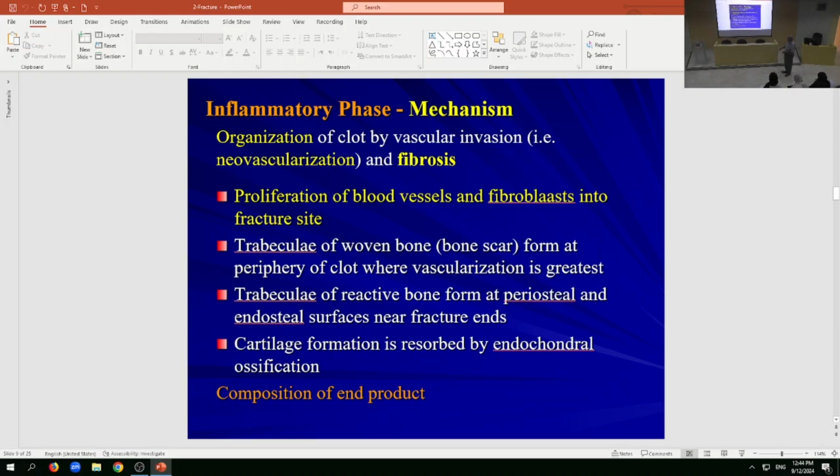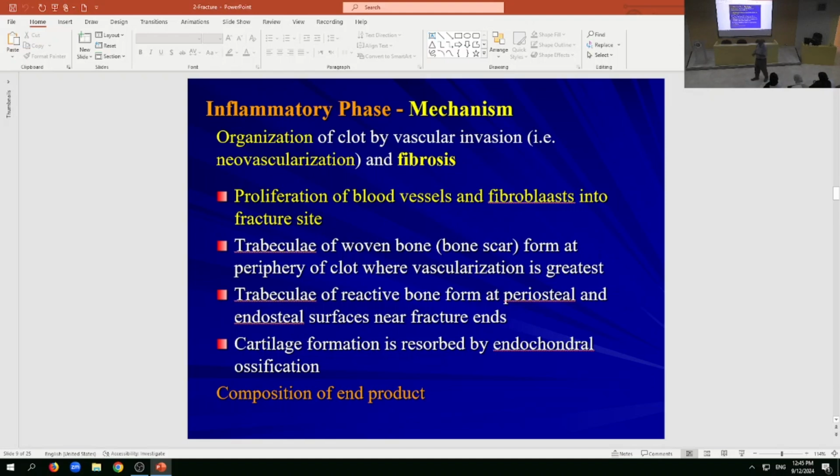If there is a cartilage, it can also be removed by endochondral ossification. It becomes ossified. So the aim here is to remove the clot and replace it by fibrous tissue. Once fibrous tissue is there, bone will start to form. At the end, you get a tissue made of blood vessels, inflammatory exudate, and when I say exudate, I mean cells and fluid, and this reactive bone.